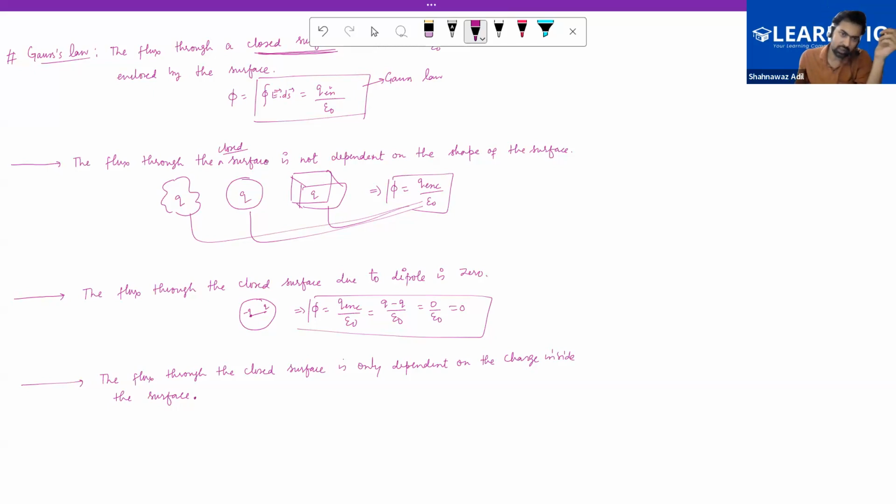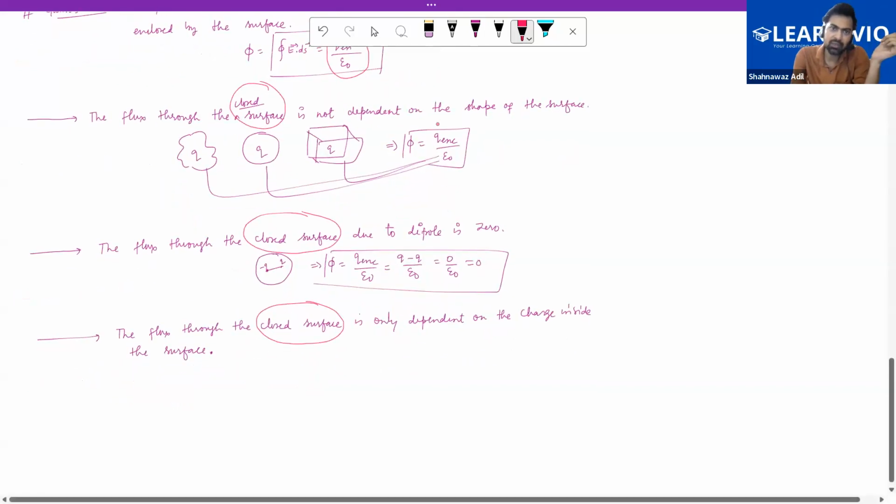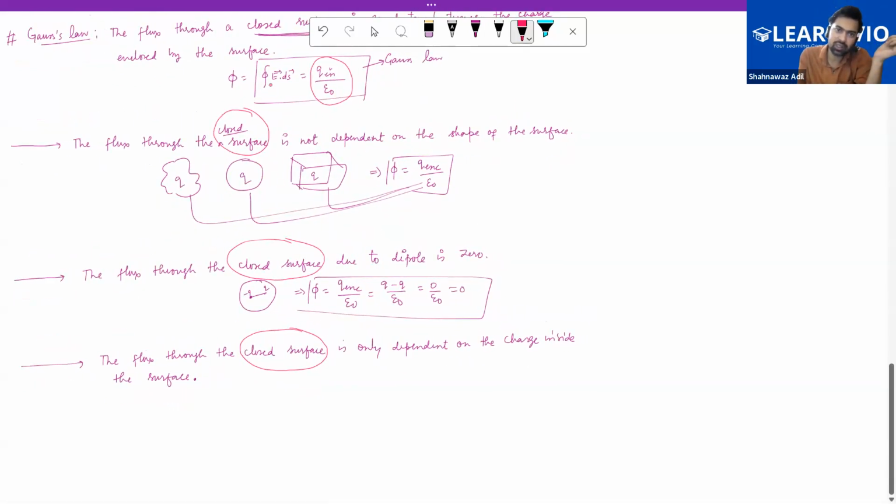So this is done. Always remember that this should be a closed surface. Only then would this be Q enclosed by epsilon. So the surface should always be closed, right? And it is sometimes denoted as S. S represents the surface, right?